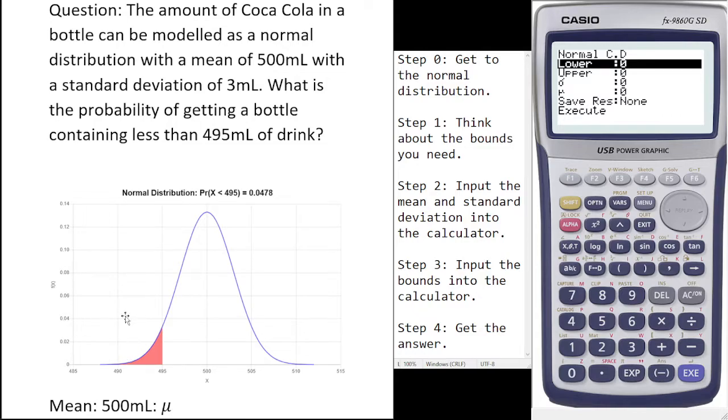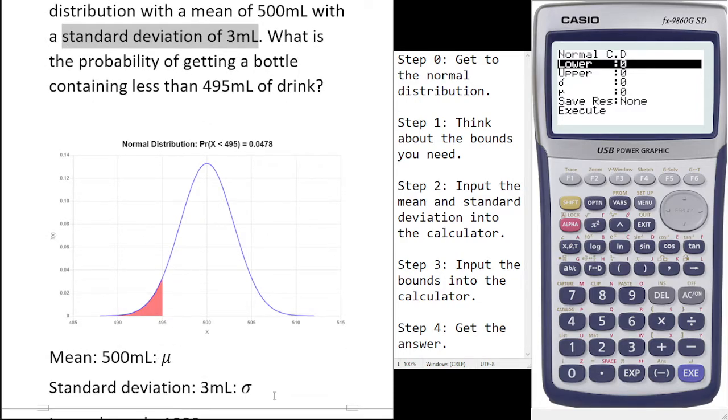What we need to do for that is first of all get the mean of 500 ml and the standard deviation of 3 ml, and we'll put that into these parts of the calculator. The mean is going to be the mu, standard deviation is the sigma. We'll put 500 like this and 3 like that.